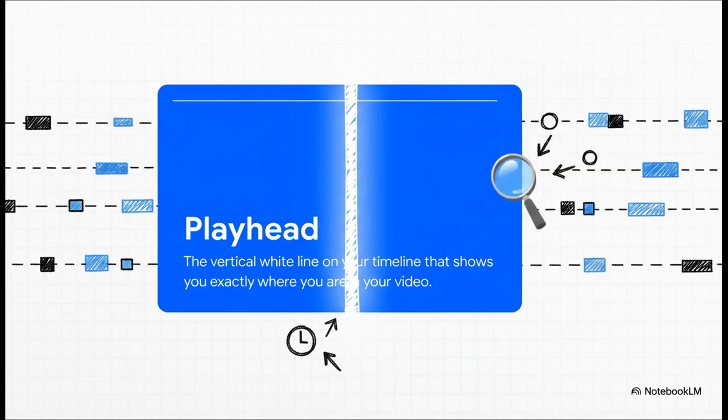And while you're working on the timeline, you're going to see this vertical white line. That thing is called the playhead. The easiest way to think about it is like the cursor in a text document. Wherever that line is, that's the exact spot you're looking at in your video. It's absolutely crucial for knowing precisely where to make your cuts.